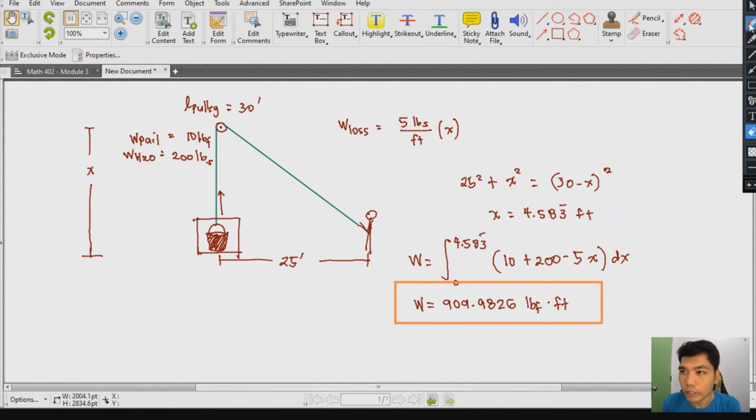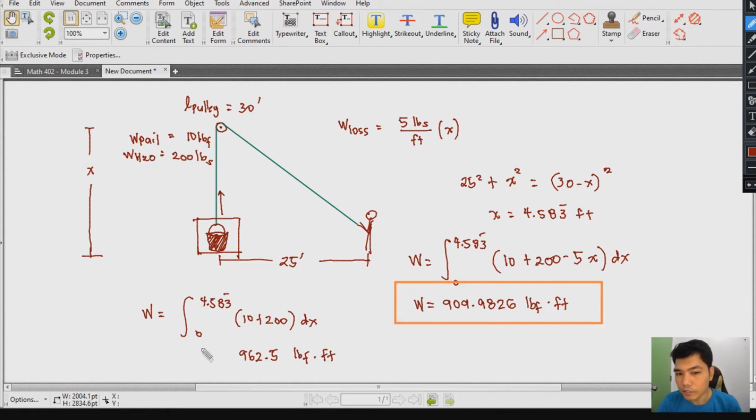So what if we don't have any amount of water being spilled? That's just like a constant force, no? So you have to make sure you're having this integral from 0 to 4.583, and then you just have 10 plus 200, okay, dx, because you don't have any amount that is being spilled as you move from this point up to this point, and this will give you an answer that is equal to 962.5 pound force per feet.